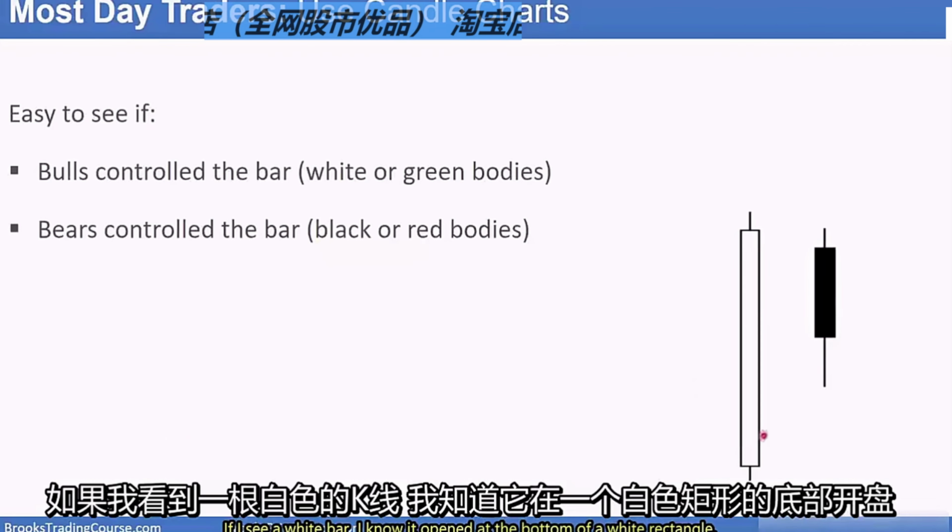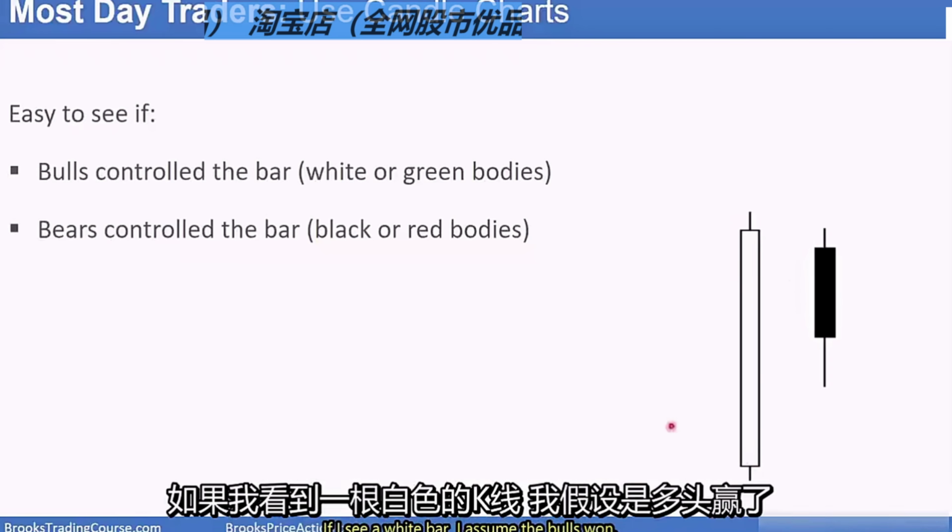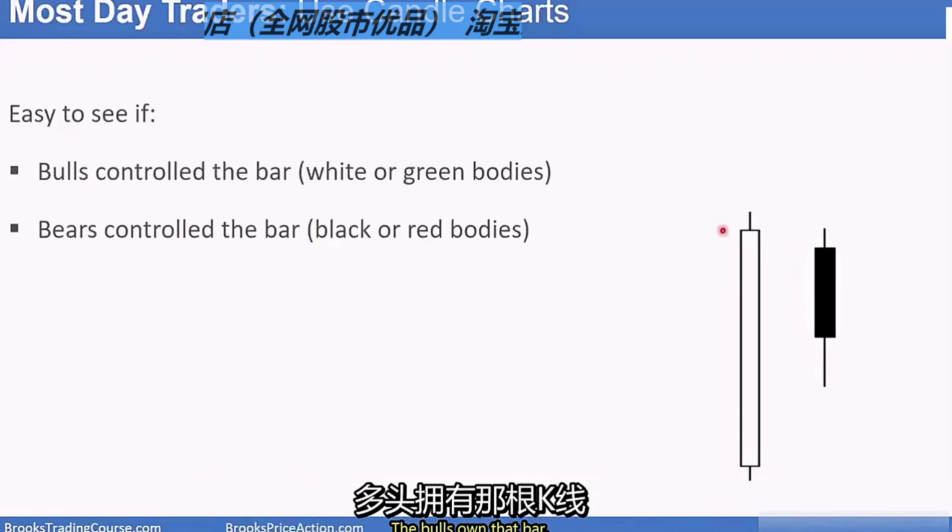If I see a white bar, I know it opened at the bottom of a white rectangle. All white bars open at the bottom. All black bars open at the top. If I see a white bar, I assume the bulls won. The bulls own that bar.